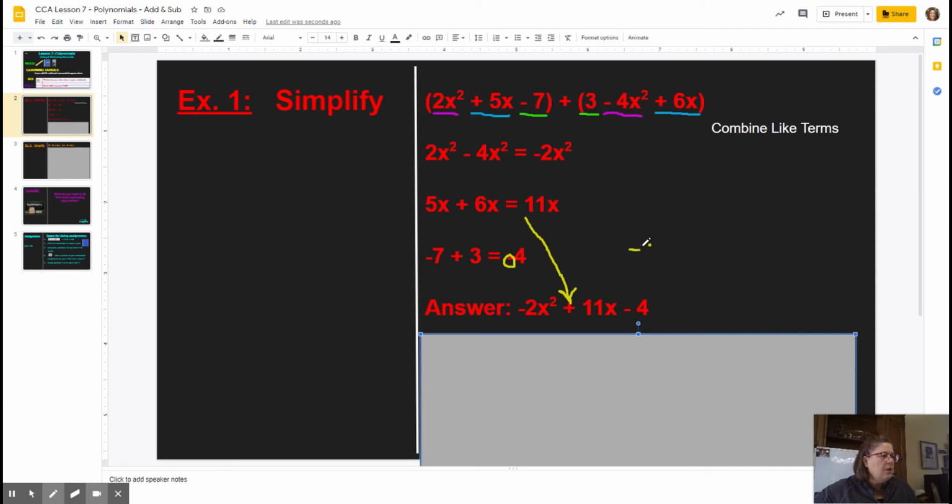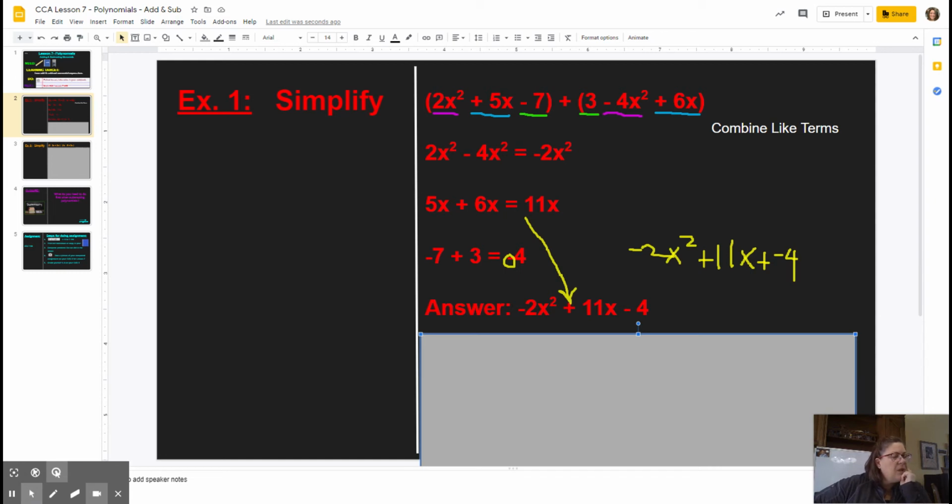You might also, if you want, consider doing 2x squared plus 11x plus negative 4x. That's just something else that you could do, but you don't have to. Either of these answers is acceptable.